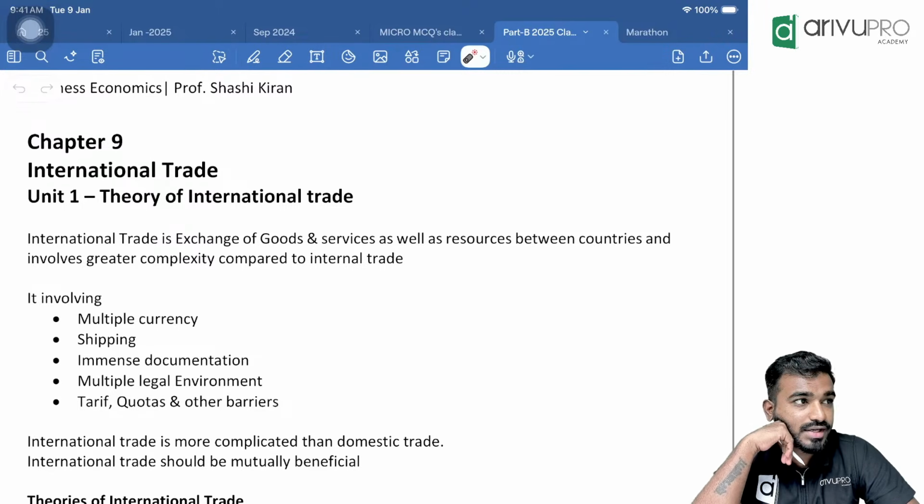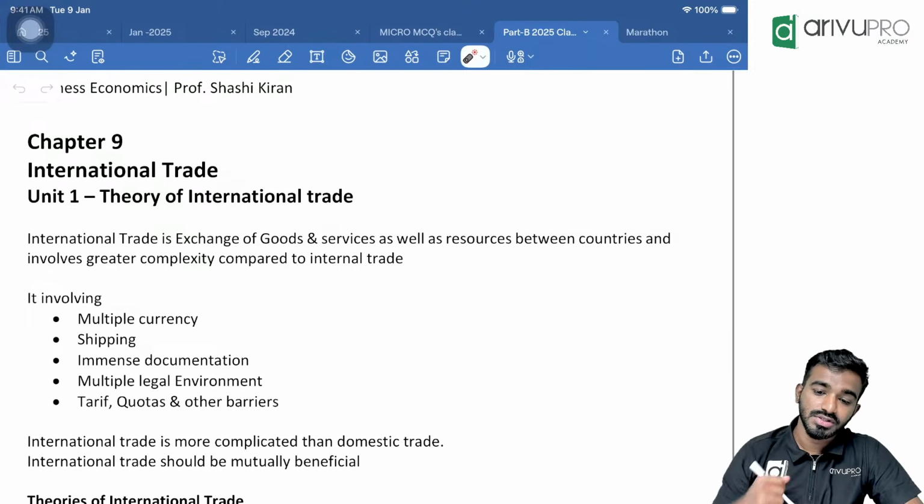In today's class, we shall be discussing Chapter 9, that is international trade. By today, we will be completing our entire syllabus, that is a revision of all the chapters in the micro as well as macro. So, let us get started.